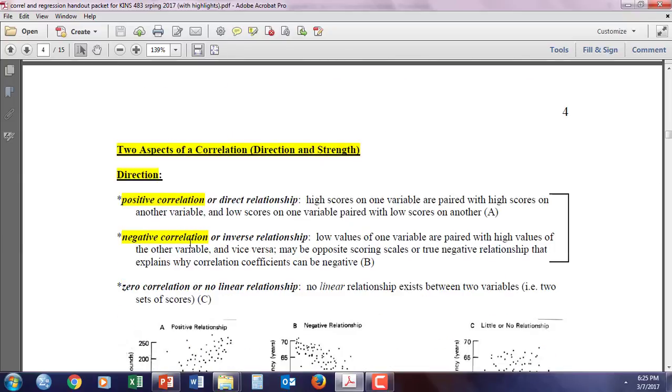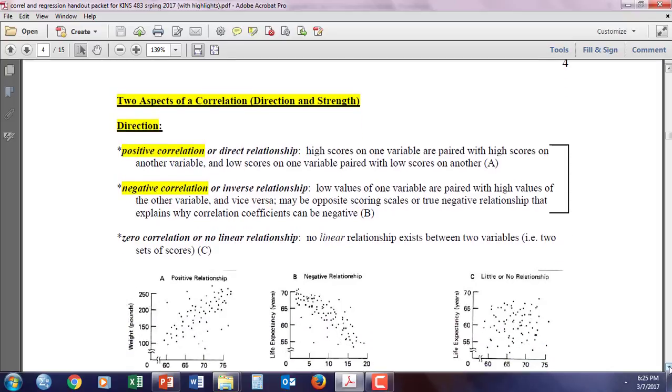This material at the top of page 4 now is actually a repeat of what we've just reviewed in the slides, so I'll take a minute to just go over it. You'll be able to read it in detail and make sure that you understand the concepts. If you remember, there are two aspects of the correlation, both direction and strength. A positive or direct relationship is when high scores on one variable are paired with high scores on the other variable, and a negative or indirect relationship is when low values of one variable are paired with high values of the other variable.